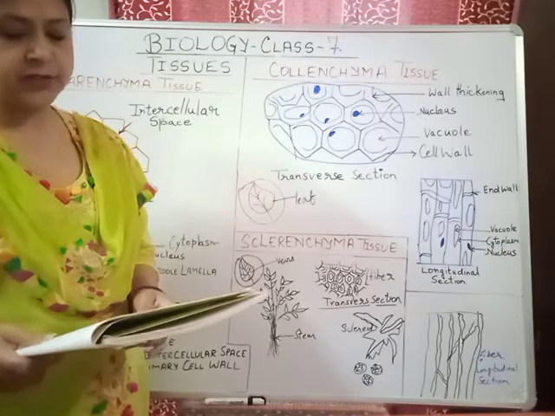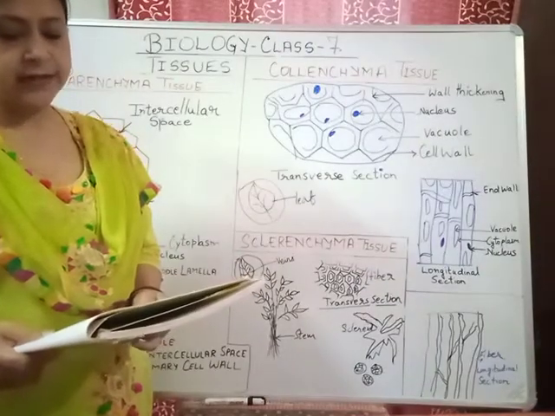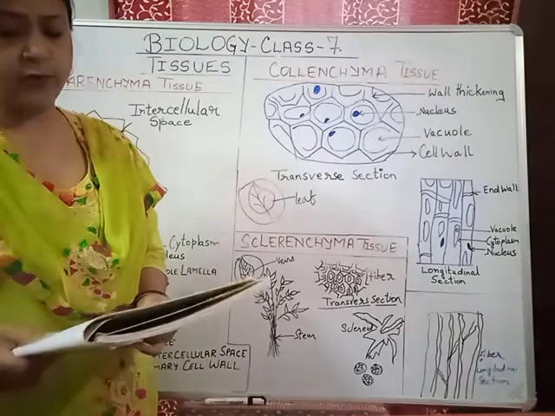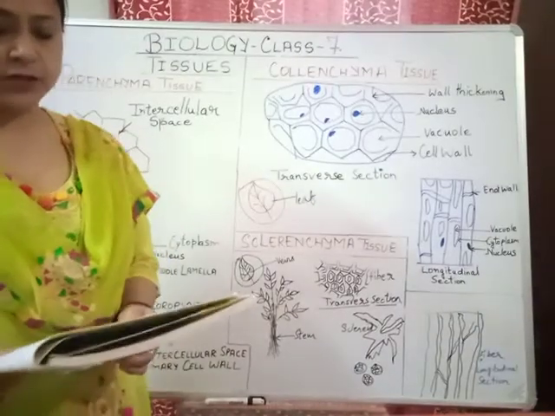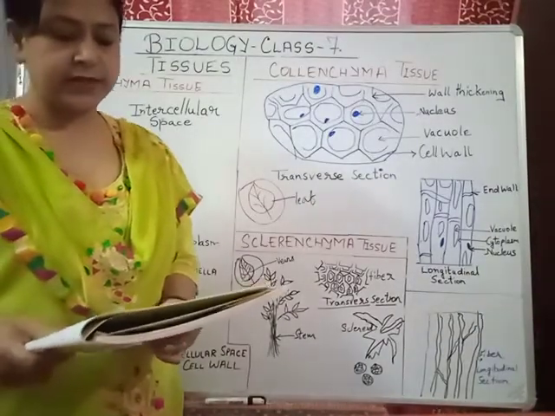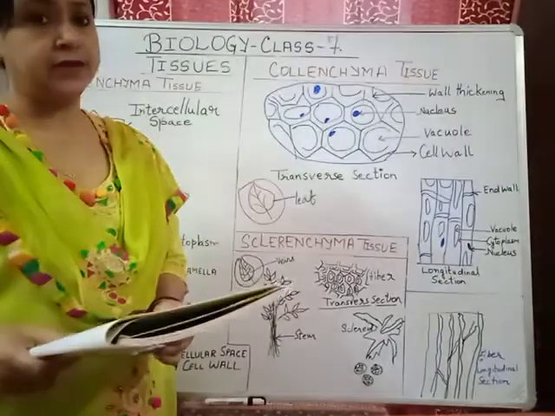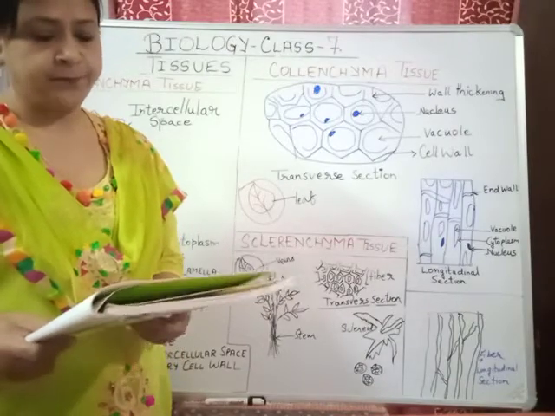Function: collenchyma tissue has the following functions. It provides rigidity and tensile strength to the plants due to cellulose thickening. Collenchyma provides elasticity to the plant organs. The collenchyma cells are alive and store food. It is only when the plant is living that it makes its food and stores it.